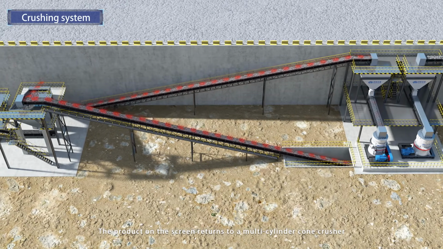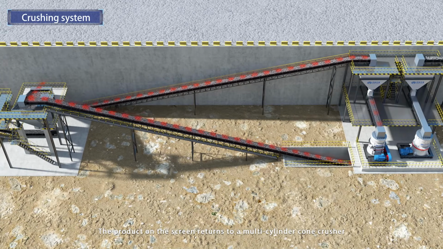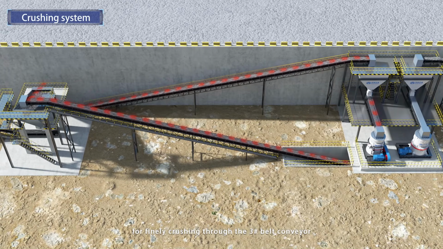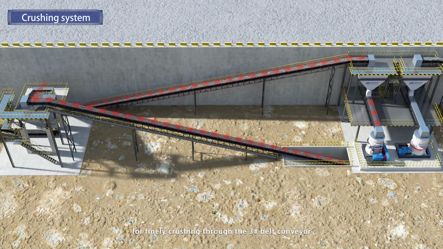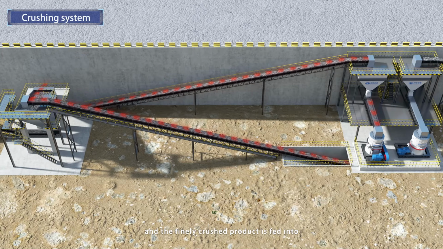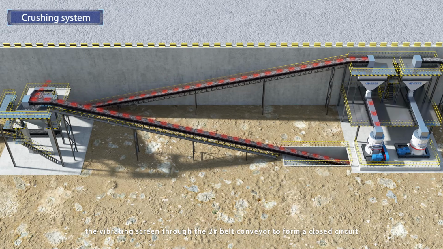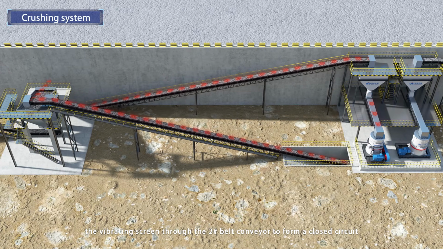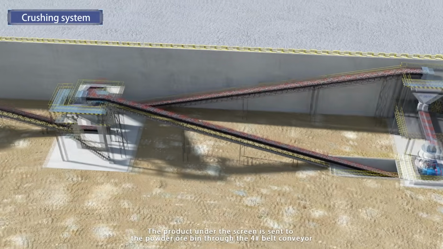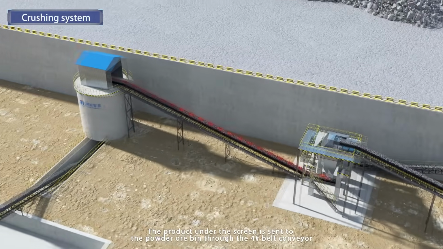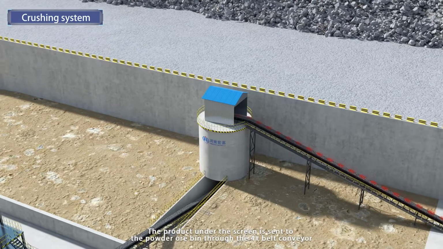The product on the screen returns to a multi-cylinder cone crusher for final crushing through the three-belt conveyor, and the final crushed product is fed into the vibrating screen through the two-belt conveyor to form a closed circuit. The product under the screen is sent to the powder ore bin through the four-belt conveyor.